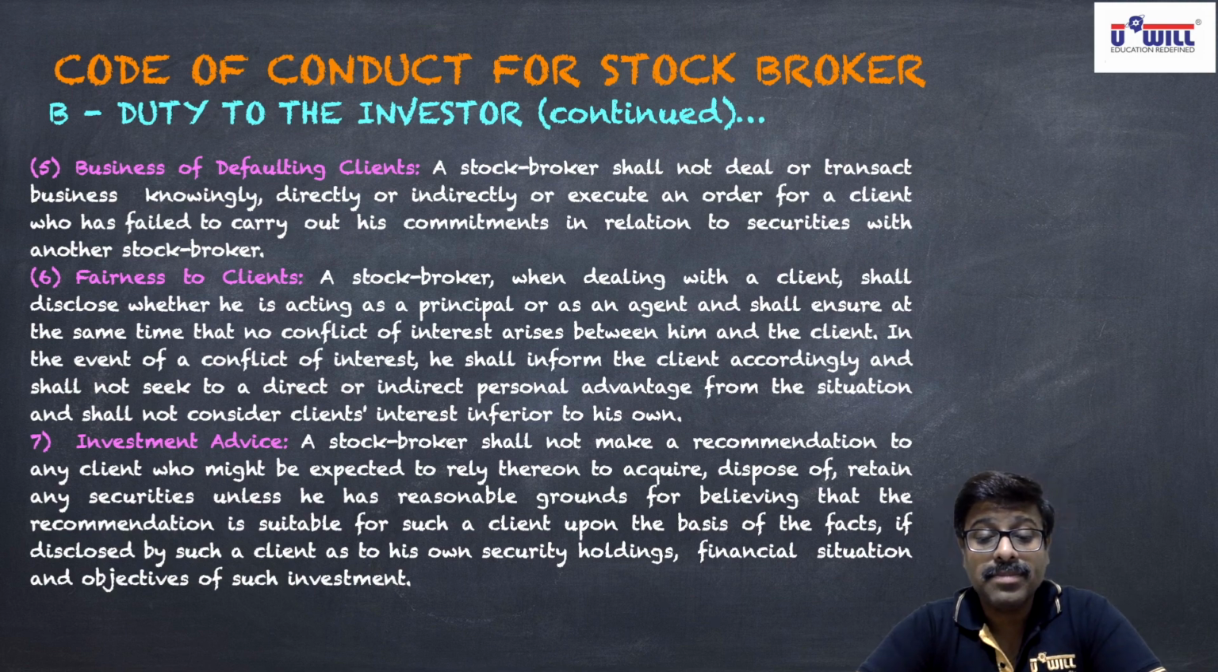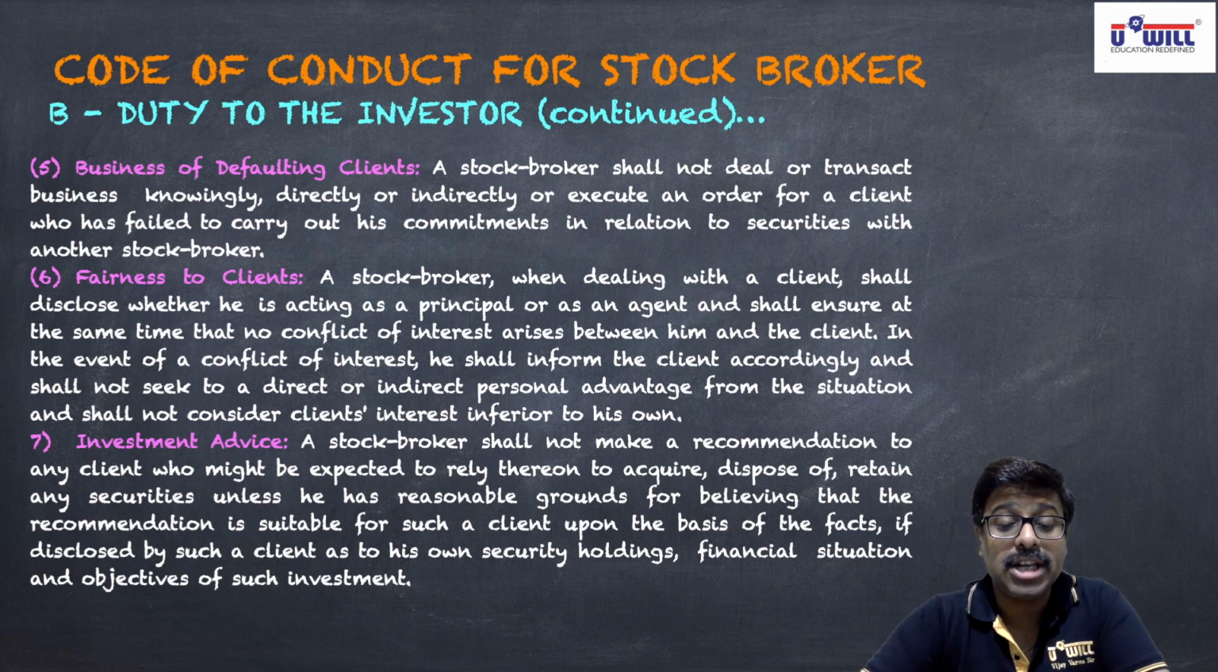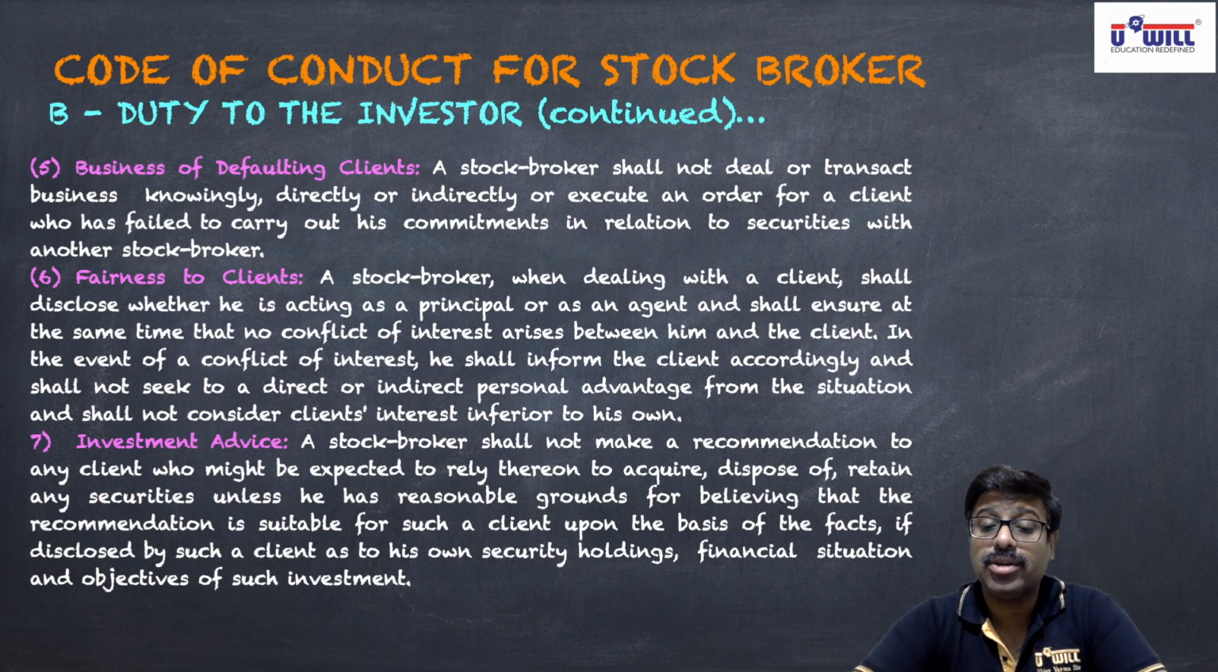Fairness to clients. A stockbroker, when dealing with a client, shall disclose whether he is acting as a principal or as an agent, and shall ensure at the same time that no conflict of interest arises between him and the client. Principal means he himself is buying and selling the shares also. In the event of a conflict of interest, he shall inform the client accordingly and shall not seek any direct or indirect personal advantage from the situation, and shall not consider the client's interest inferior to his own.